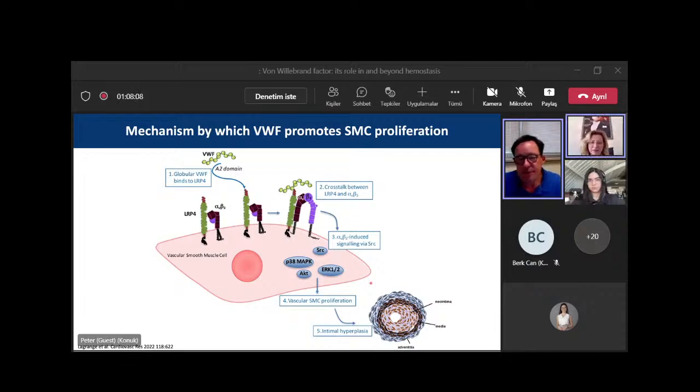Yeah, but we have not. We know it's the A2 domain. So the next step, what we want to do, but that's not very easy to do, is to express mutants of the A2 domain and then try to see if they have a defective proliferation of the smooth muscle cells.